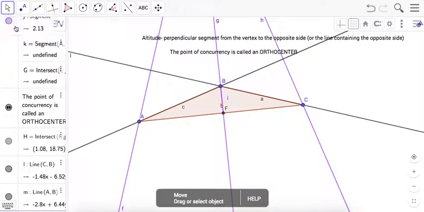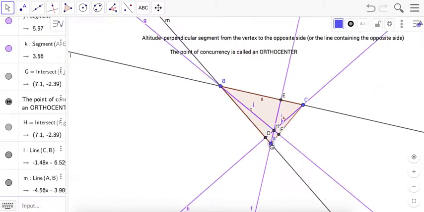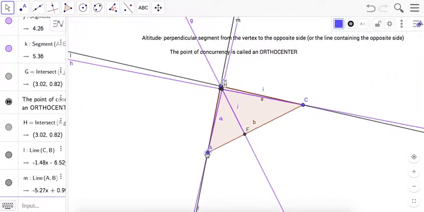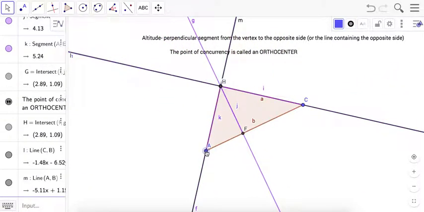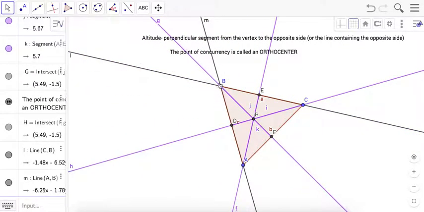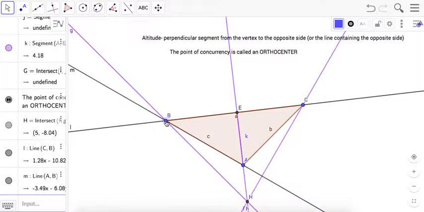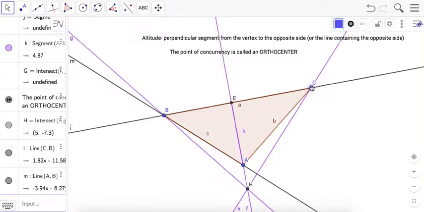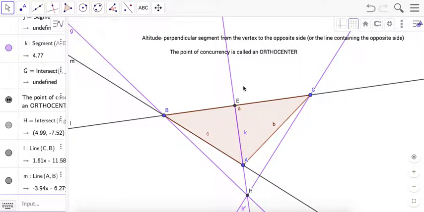It just depends on what type of triangle we have here. If it's acute, then my orthocenter is nice inside the triangle, but as we get to a right triangle, my orthocenter is at that vertex. But then it goes outside. You see my orthocenter's way down here now, just because we have an obtuse angle there.